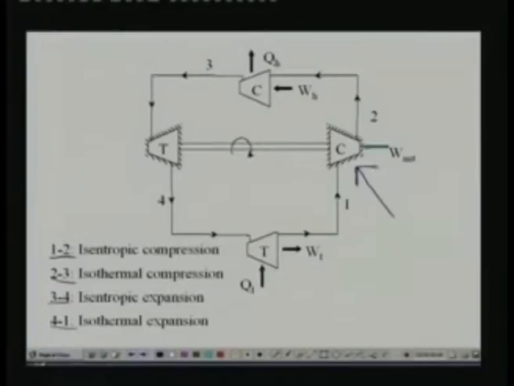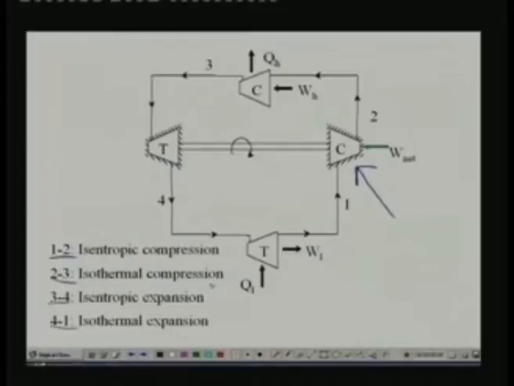Okay. The first process, process 1 to 2, as I said, is an isentropic compression. This is achieved in a compressor which compresses the working fluid from point 1 to point 2 in an isentropic manner. In fact, I should mention that it should be a reversible adiabatic compression process, which turns out to be an isentropic process.